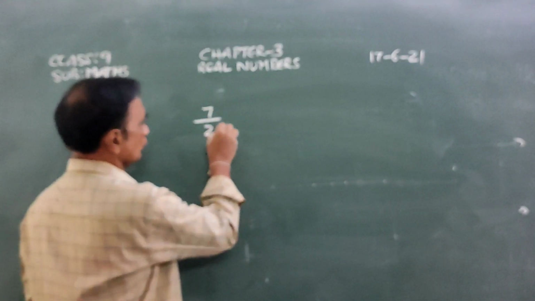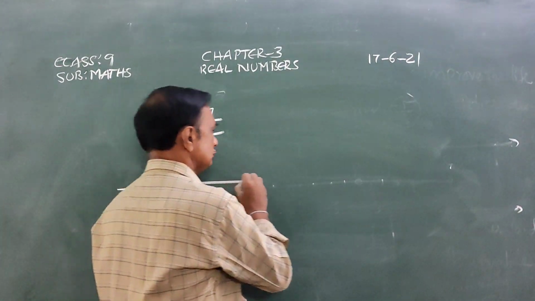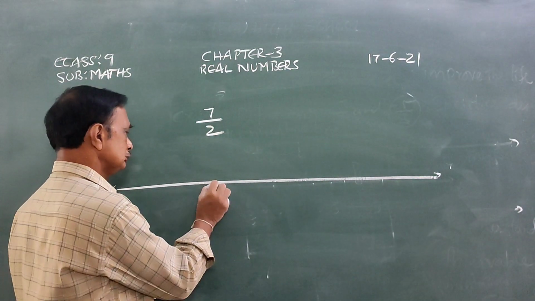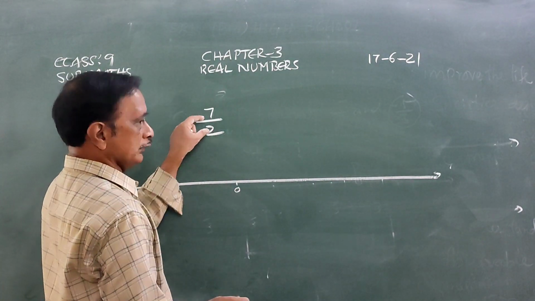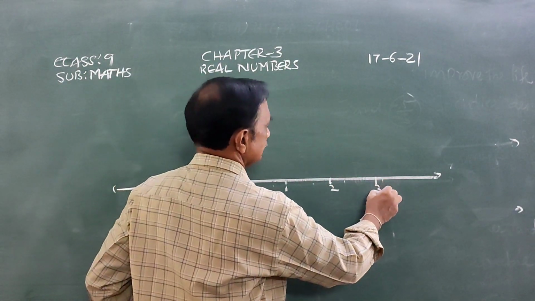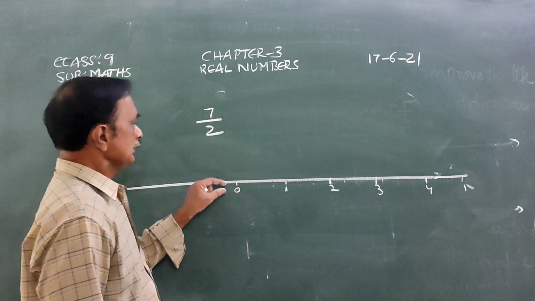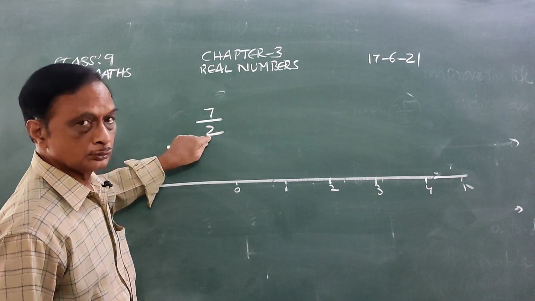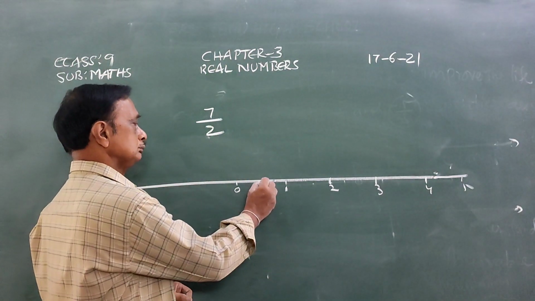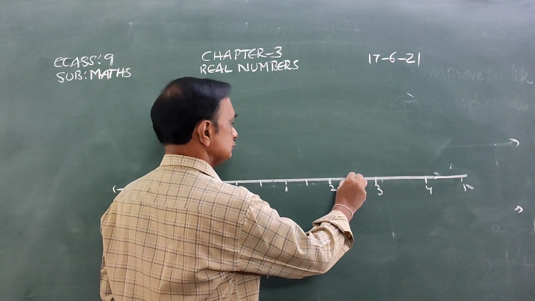Seven by 2. How do you represent 7 by 2 on the number line? Draw the number line. So we need only positive values. 1, 2, 3, 4, 5. What is the denominator here? 2. Divide each unit into 2 equal parts. And you have to take 7 parts.